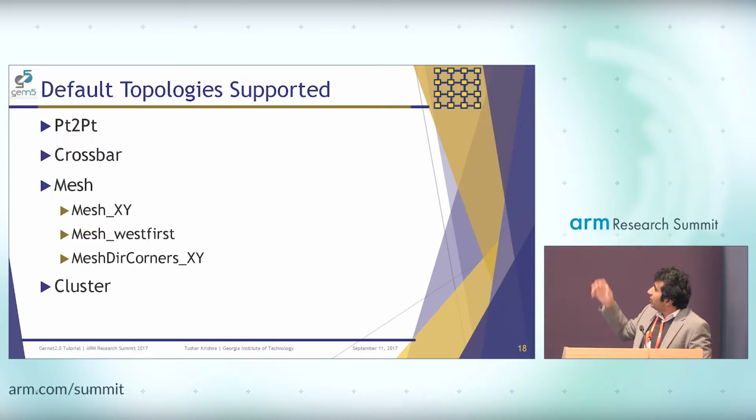Okay, so these are some of the default topologies we support right now. There's a point-to-point, there's a crossbar. The mesh has these 3 variants, and I'll again talk about this from the routing point of view. The dire corners is the one where there's just 4 directories. The others just connect directories to every node. And then there's also cluster topology that's often used for modeling more CPU, GPU systems.